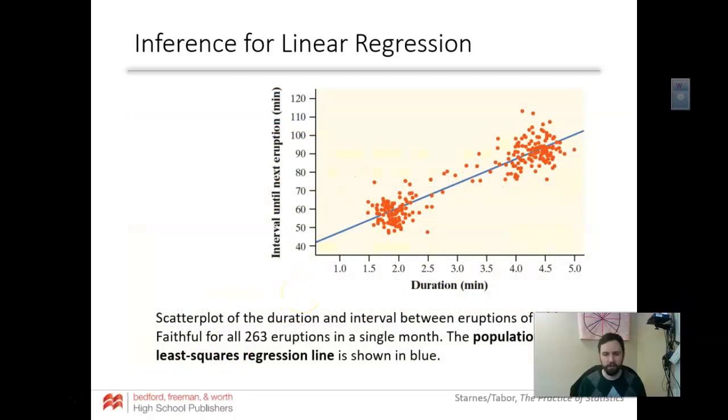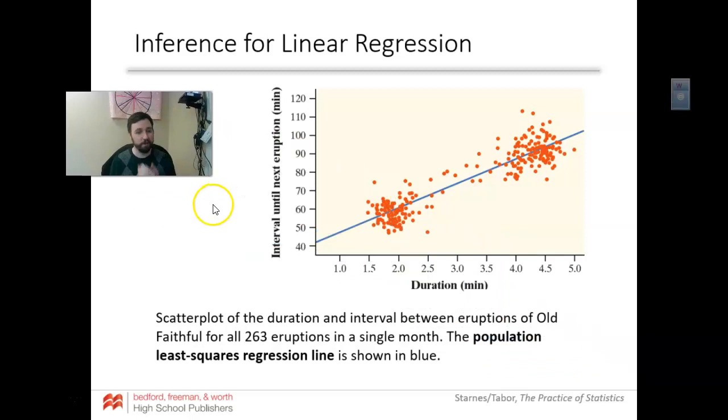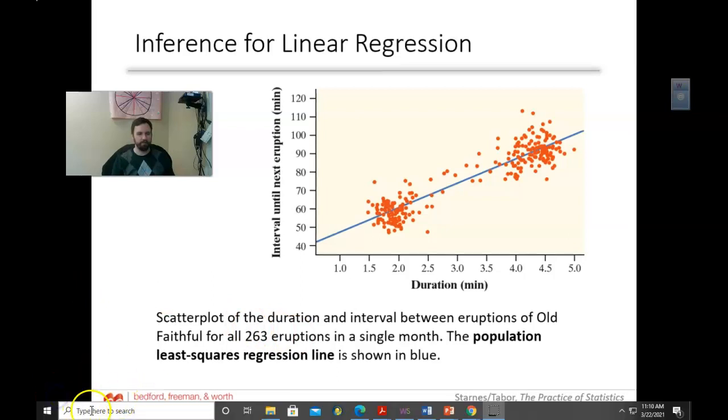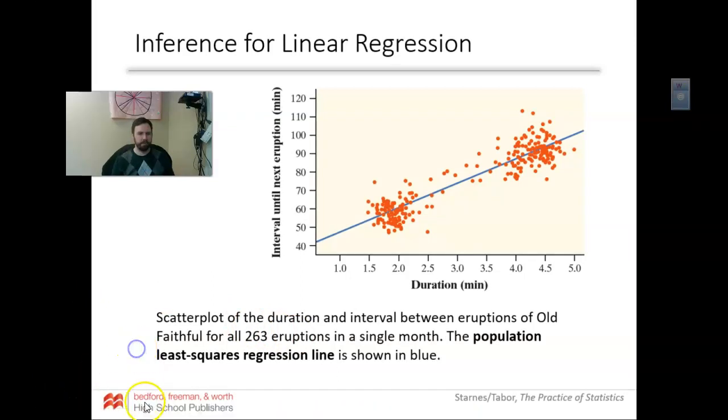So what we're going to refer to today, this is straight from your book, is the scatter plot of all the eruptions of Old Faithful in a single month. There's 263 of them. And out of that population, the blue line is our least squares regression line of that beast.